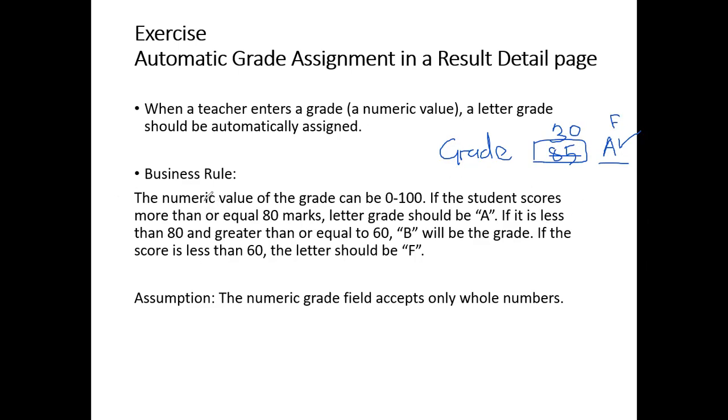Here the rule is the numeric value of the grade can be 0 to 100. If the student scores more than or equal to 80 marks, letter grade should be A. If it is less than 80 and greater than or equal to 60, B will be the grade. If the score is less than 60, the letter should be F. Actually, this is not very practical, right? Normally, we don't fail students if the marks are less than 60. So don't worry about that. This is just an example.